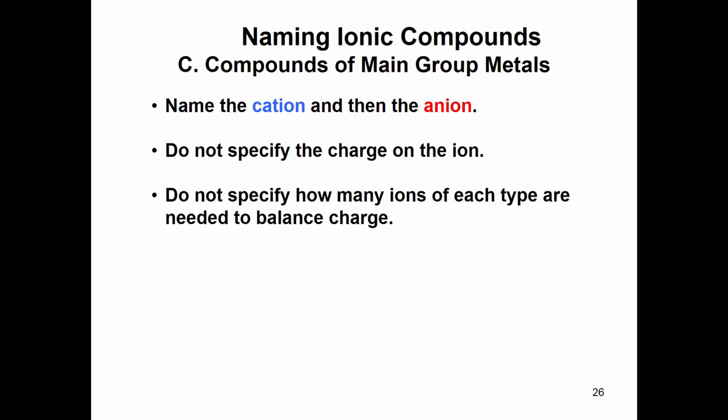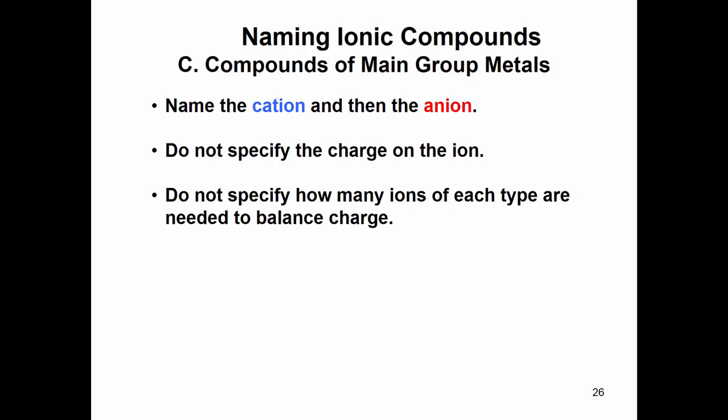So you just put these together. You name the cation as it is, and you name the anion. You do not specify the charge of the ion, and you don't have to specify how many ions you have of each when you name. It's understood that we know these are our representative metals and nonmetals, and so it's understood that we know the charge of these.